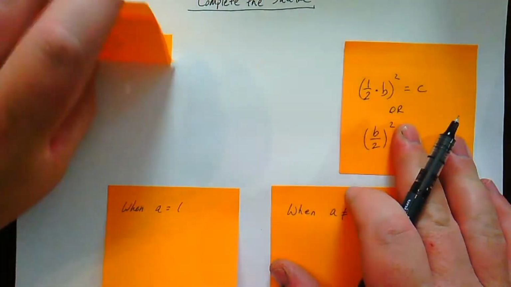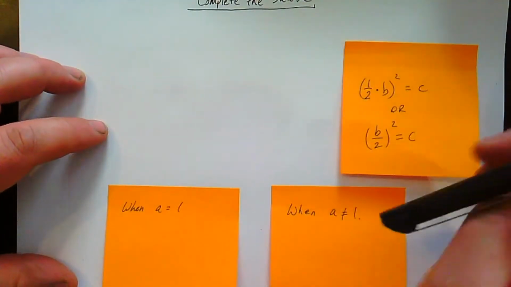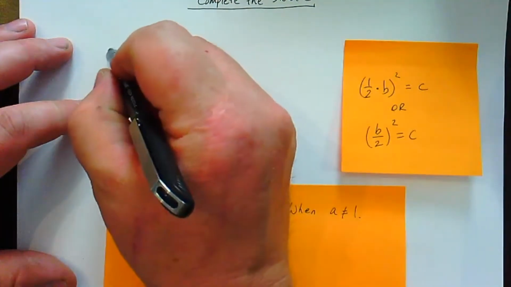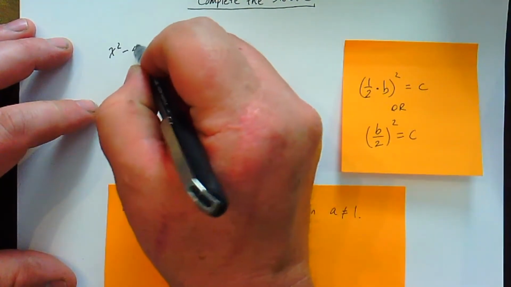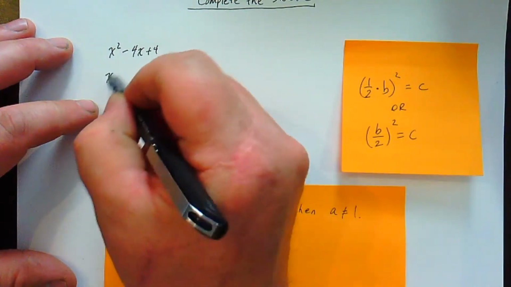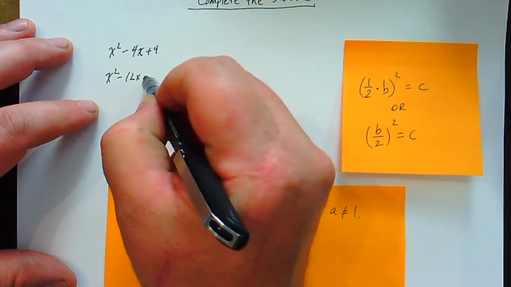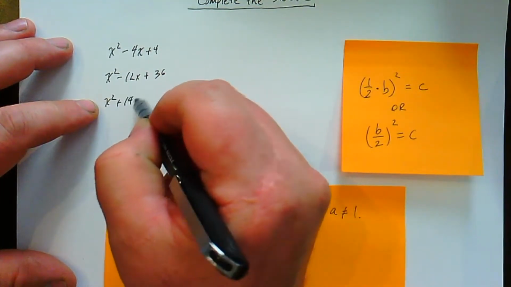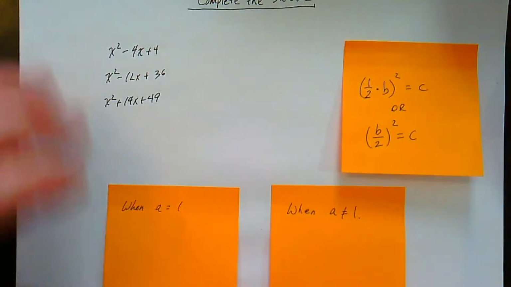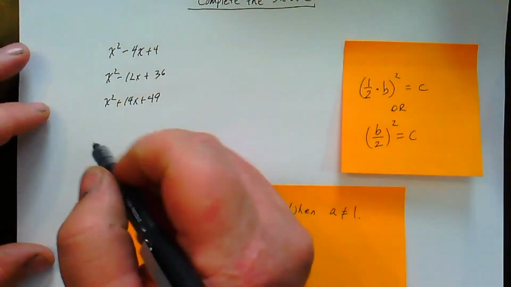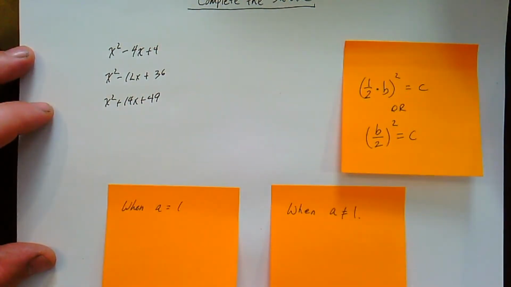Let's take a look at a couple of examples of some perfect squares so we can see what this is talking about. We've got x squared minus 4x plus 4. That's a perfect square. x squared minus 12x plus 36. x squared plus 14x plus 49. So there's 3 right there. In all 3 of these, a equals just 1, right? But they still work out just fine.